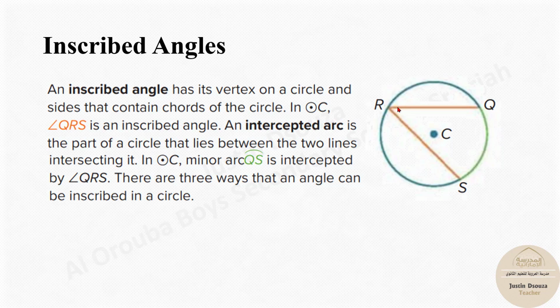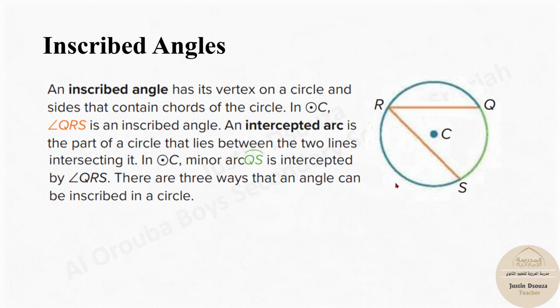And now look at this angle over here. There's an arc which is opposite to it. You can see it's in light green. This arc is the intercepted arc. Now it's very important to know what is intercepted. This is not intercepted. RQ is not.